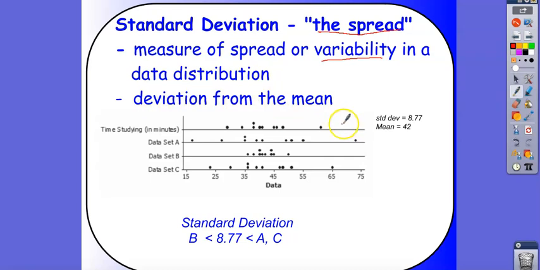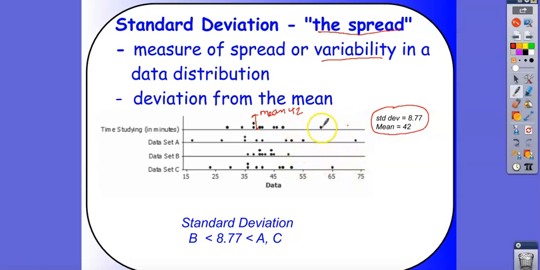Okay, and I wanted to show you this one. There are 4 different little graphs up here. This one right here is the amount of time these students spent studying. They already know the standard deviation is 8.77. Right about in the middle is about 42. So they tell you the mean is 42 and the standard deviation is 8.77. What they're looking for here is data sets A, B, and C.